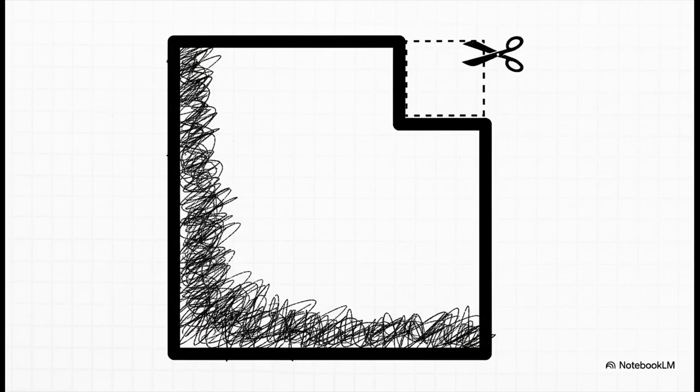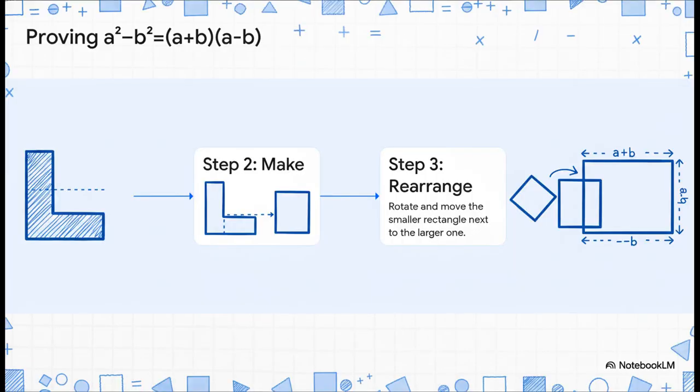Just picture this in your head. You've got a big square with an area of a squared. Now, we're going to slice a smaller square, b squared, right out of the corner. What you're left with is this L-shaped area, which is a squared minus b squared. Okay, now for the clever part. Watch this little bit of mathematical magic. We take that L shape and we make one simple cut. We take that smaller piece, we swing it around, and we slot it right next to the bigger one.